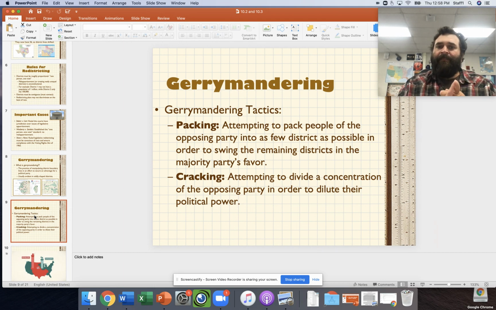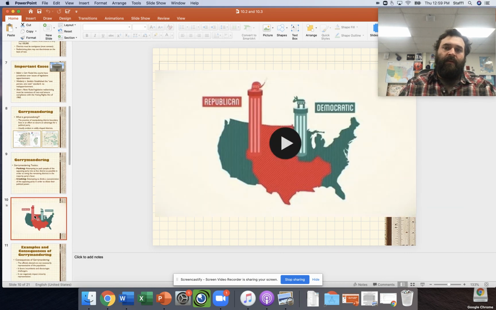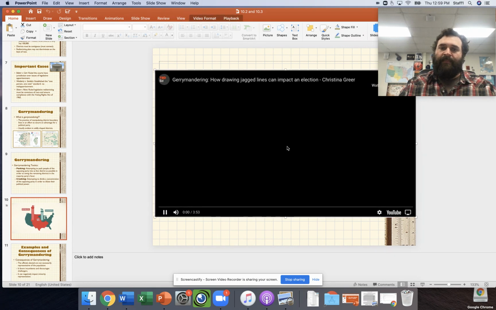There's packing, which is when a party tries to pack people of an opposing party into as few districts as possible. And so what that does is it allows the other districts to swing in favor of that party. And then there's cracking. And so that is dividing the concentration of the opposing party to dilute their political power overall. Let's take a look at what this looks like.